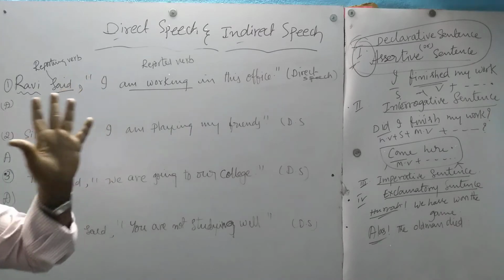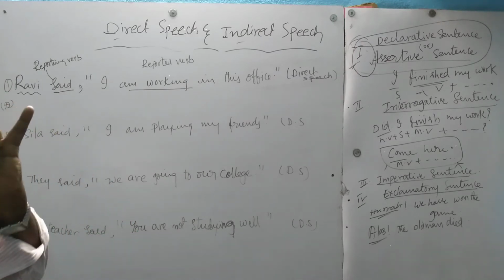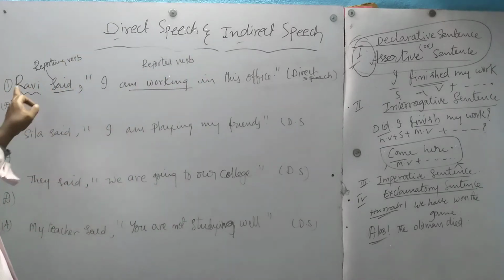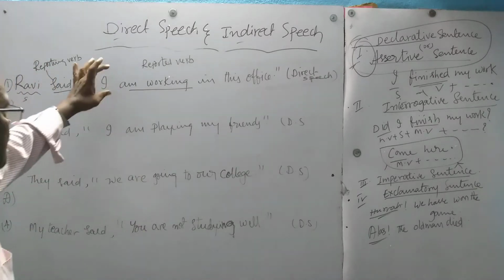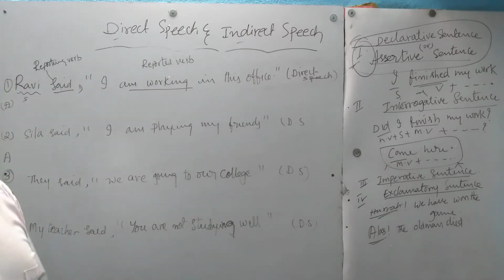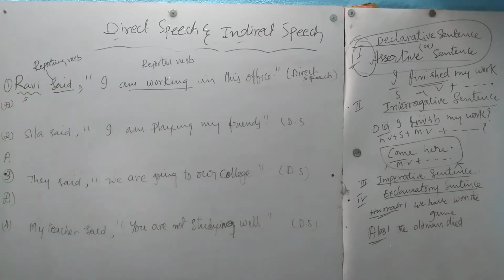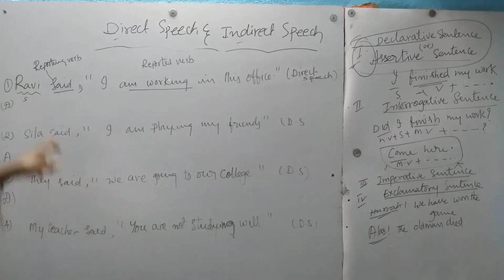Pronouns: first person I, we; second person you; third person he, she, it; plural form they. All the first persons between inverted commas we have to change according to the subject of the reporting verb. Why? Because these words came from the mouth of this person. I refers to Ravi. Ravi is male, a man, so the pronoun is he. So the pronoun between the commas we have to adjust with the pronoun of the subject of the reporting verb.